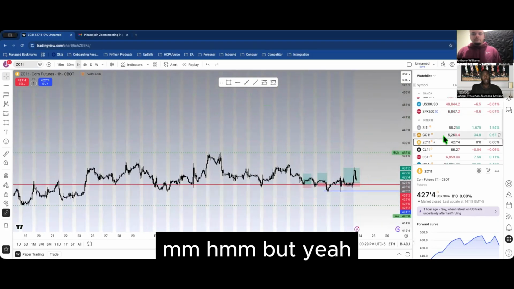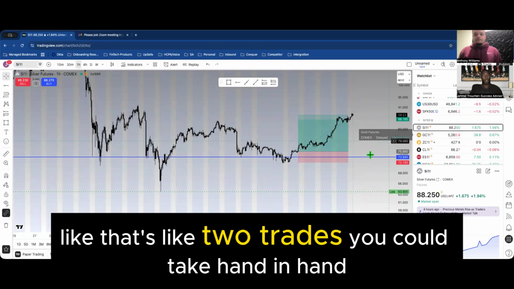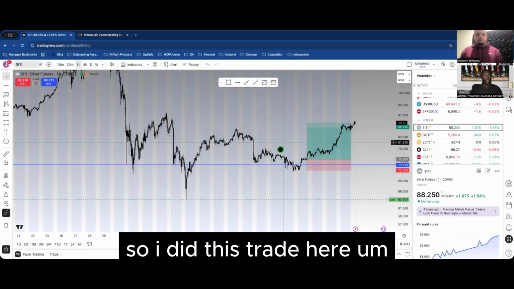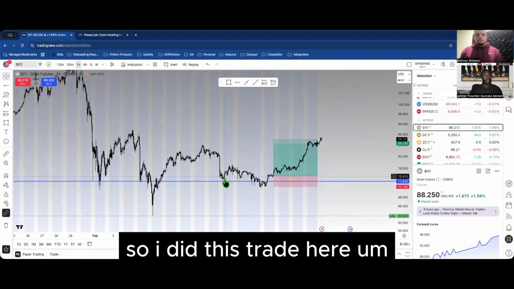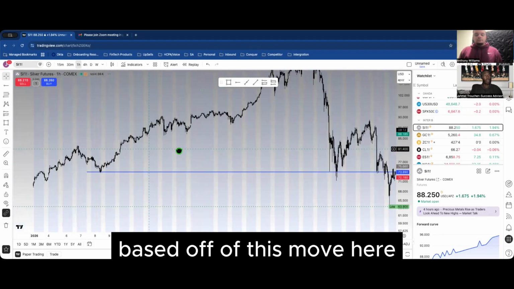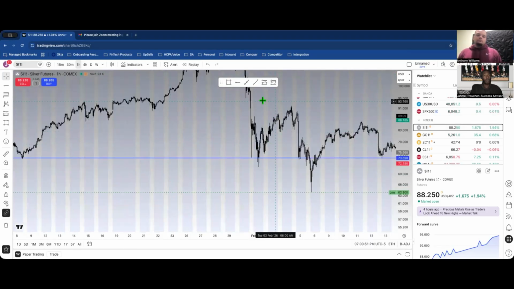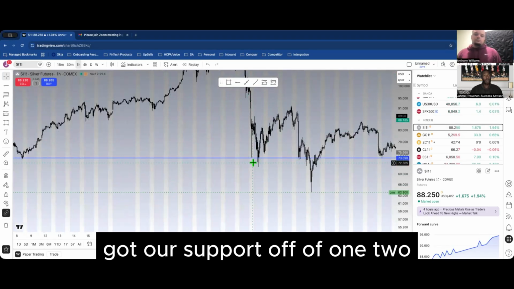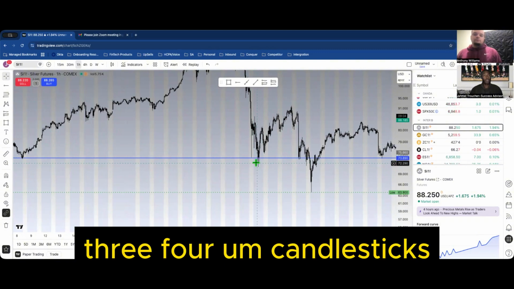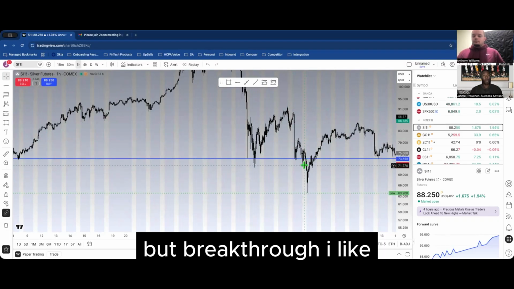But yeah, then talking about silver. So I had silver, and gold is basically the same thing. That's like two trades you could take hand in hand. So I did this trade here on this area based off of this move here. It went all the way up, came right back down, retested, got support off of one, two, three, four candlesticks, shot back up, came back down, retested again, but broke through.